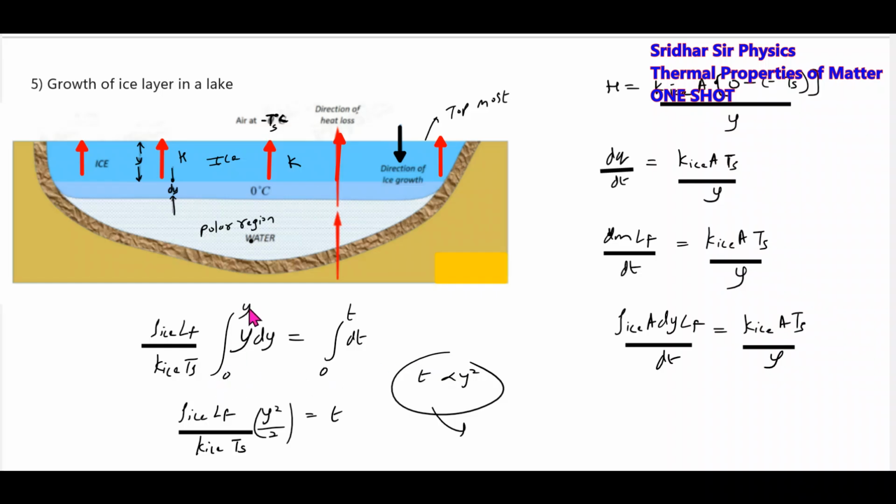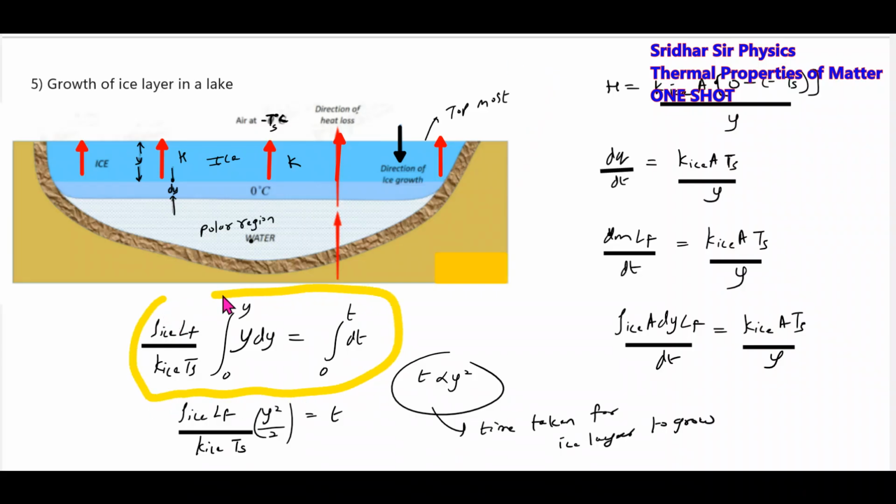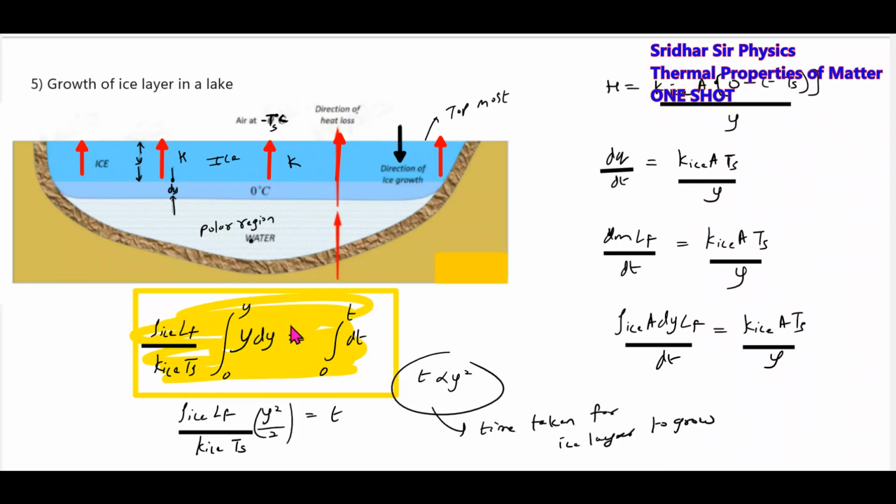Now you look at 0 to y, y to 2y, 2y to 3y. The times are different. Time taken from y to 2y, 2y to 3y, 3y to 4y. You calculate, the times will be different. Like this. This is the time taken for the ice layer to grow. These are direct formulas in the exam. If they ask you based on this formula, you have to remember the limits they will give. So this will be your formula which you have to remember for exam.